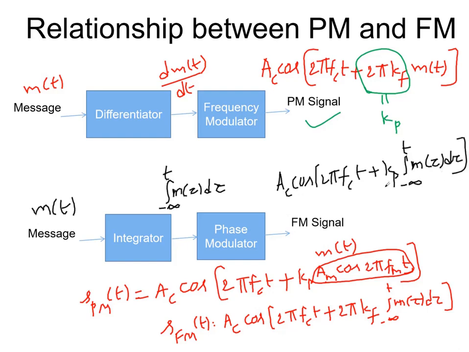Now, is it approximating your FM signal or not? If it is, what is the relationship between kp and kf? Your kp is equivalent to 2 pi times kf. Otherwise, whenever you are given a phase modulator whose kp is known, how do you arrive at kf? kf is kp by 2 pi. And if you are given a frequency modulator having known kf, how do you arrive at the phase sensitivity of the PM signal? 2 pi times kf. That is the basic relationship between phase modulator and frequency modulator.